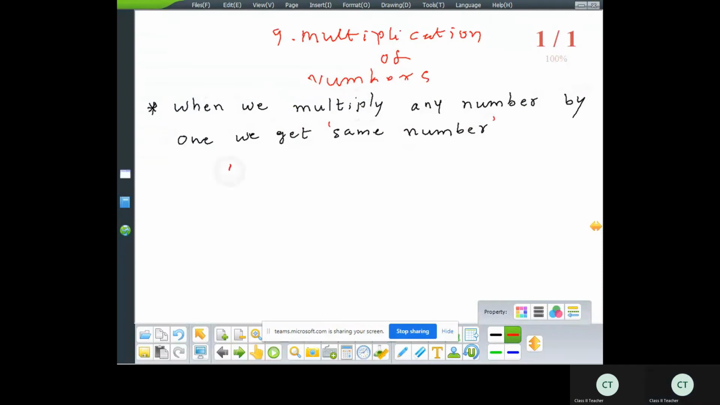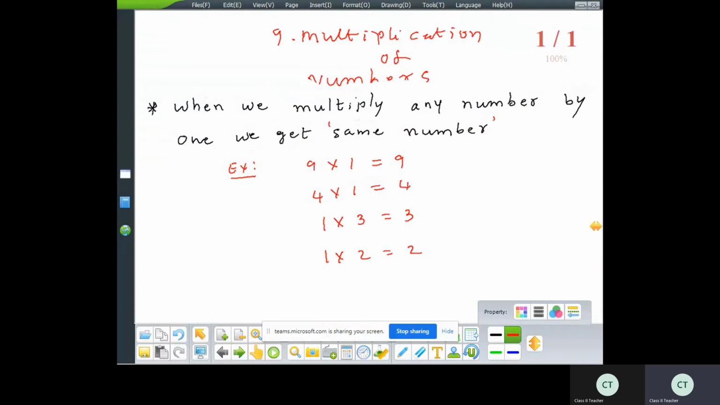Example, 9 ones are 9, or 9 into 1, 9. 4 ones are 4, 4 into 1, 4. 1 threes are 3, 1 into 3, 3. 1 twos are 2, 1 into 2, 2. These are examples for sixth definition.